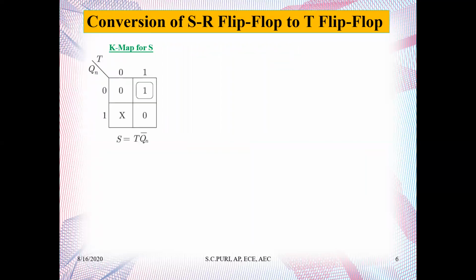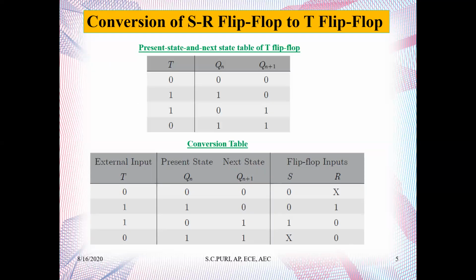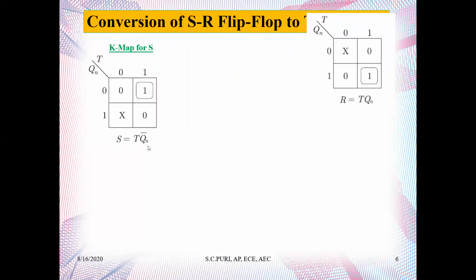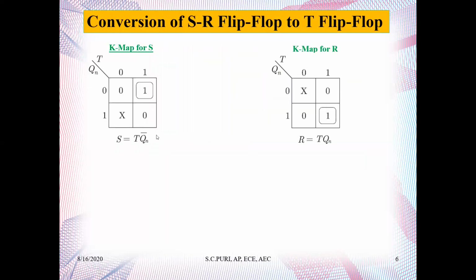Now this is the K-map for S. You can see here 0 0 1 0 0 0 1 1 0 1 1, and you get all these inputs. Likewise, you will get the K-map for S as T, Q bar, and likewise you will get the K-map for R as T, Q N. As you can see here.